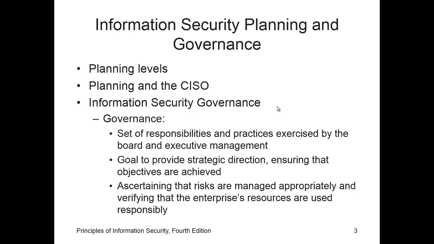Upper management has a set of responsibilities and practices with the goal of providing a strategic direction to ensure that objectives have been achieved. These sets of responsibilities and practices are called information security governance. Governance ensures that risks are managed properly and verifies that companies' resources are used responsibly.